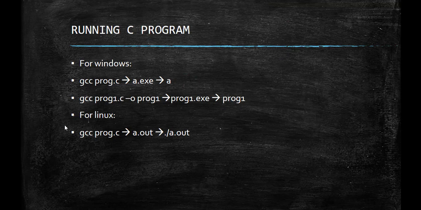In Linux you can follow the same procedure by compiling filename.c, but in this case instead of a.exe it gets converted to a.out. And in order to run it, you have to write ./a.out. So let's see how it gets done in practice.